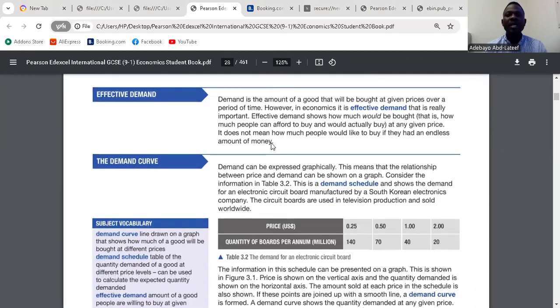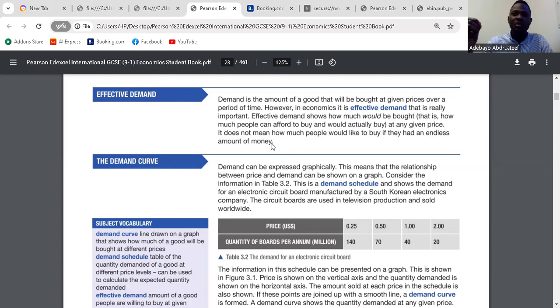Effective demand. So demand is the amount of goods that will be bought at a given price over a period of time. However, in economics, it is effective demand that is really important. Effective demand shows how much would be bought. That is how much people can afford to buy and would actually buy at any given price. It does not mean how much people would like to buy if they had an endless amount of money. So demand is the amount of goods consumers are willing to buy, but that is not what really matters. What matters is effective demand, the willingness and the ability to buy.